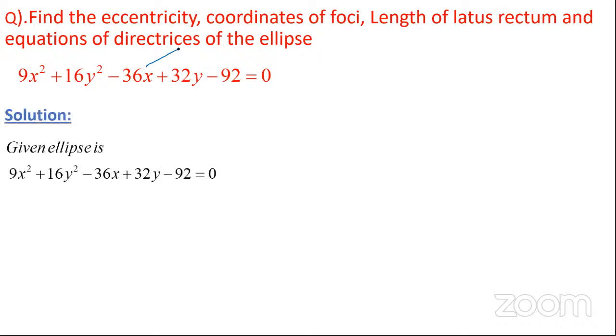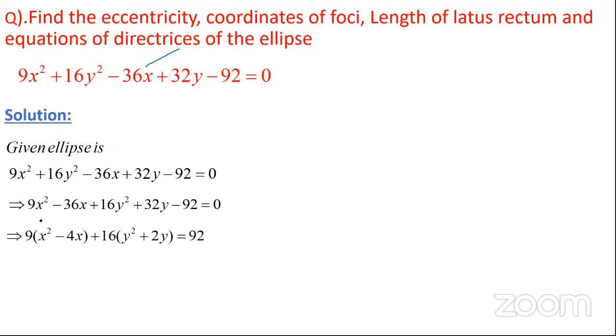So the solution. The given ellipse is 9x square plus 16y square minus 36x plus 32y minus 92 equal to 0. Then I'm taking the x values aside and the y values aside and solving. Taking 9 common, you will get x square minus 4x. From this one, taking 16 common, y square plus 2y. I'm taking 92 to the right side. Then this is in the form of a square minus 2ab, so we have to complete the square. The completing the square method we have to do here, and similarly here also.